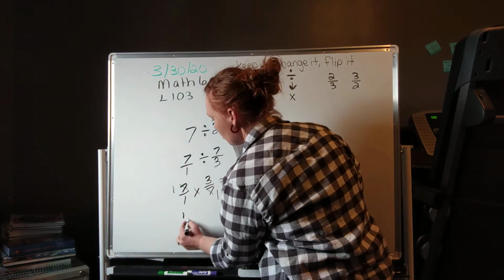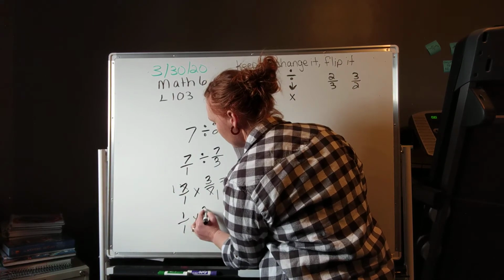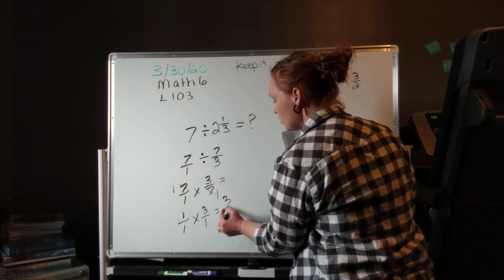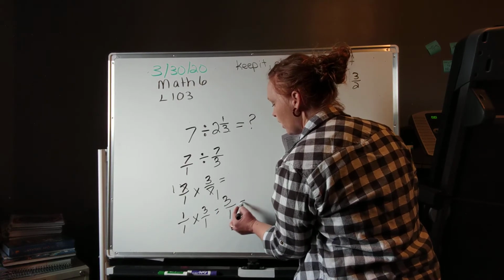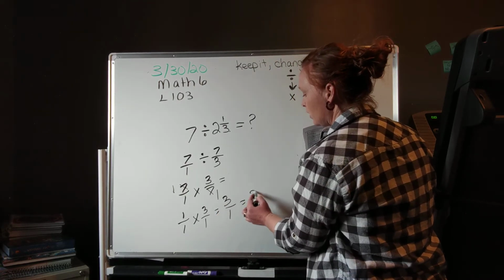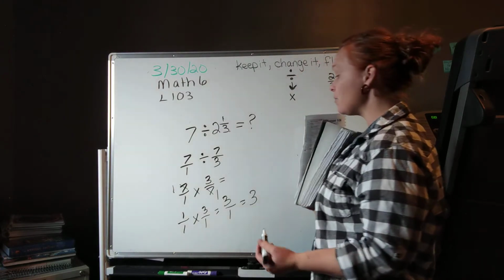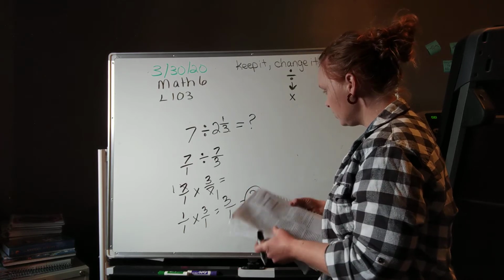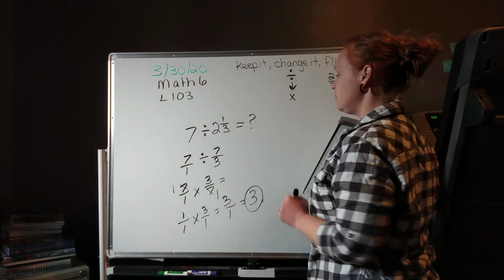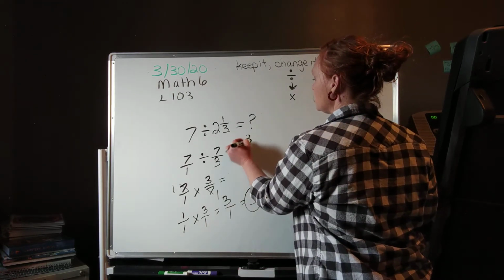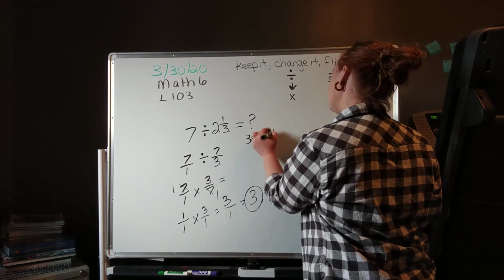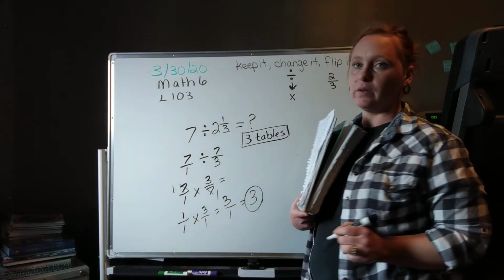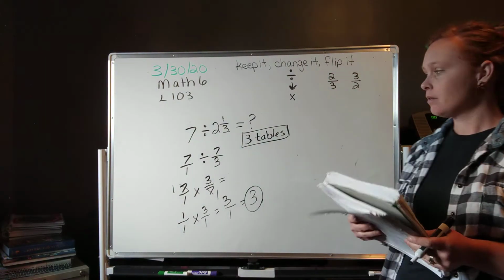Now I have 1 over 1 times 3 over 1. 1 times 3 is 3. 1 times 1 is 1. And of course, 3 over 1 equals 3, or 3 divided by 1 equals 3. Okay, so how many tables did she have? She had 3 tables. Make sure that when it's a word problem, we go ahead and label it. So our answer should look something like this. Okay?